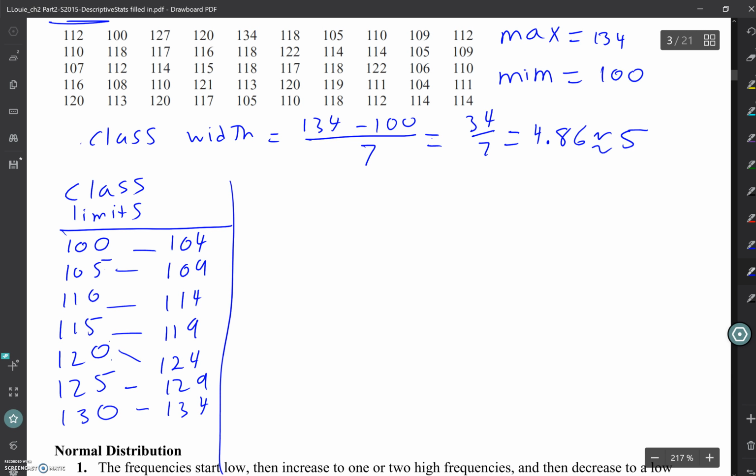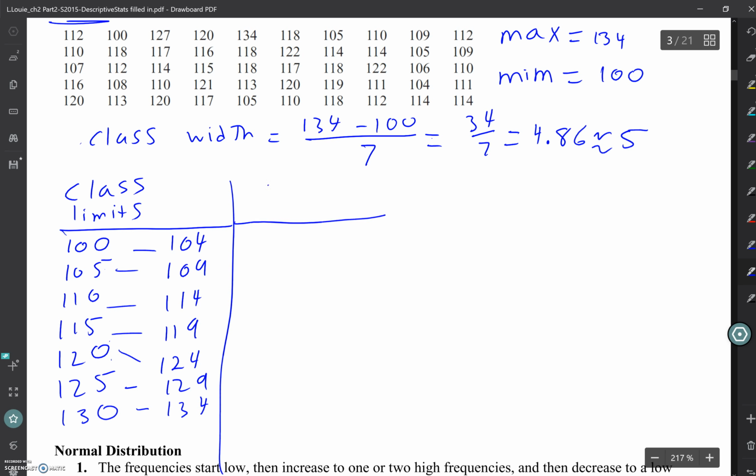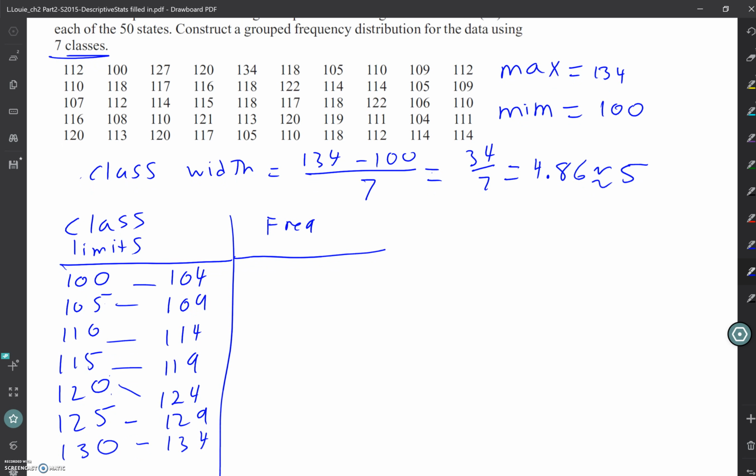All right, so these are my different intervals, and I want to be able to find the numbers that are in between them. So we want to be able to find how many numbers are between 100 and 104. So this is the fun part. Now we get to surf through the numbers and decide how many numbers are actually in between there.